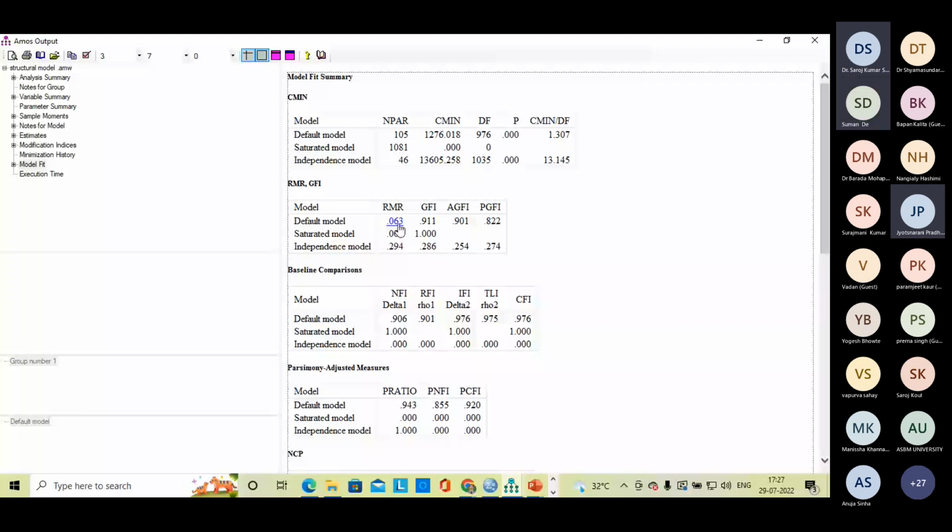It is 0.063, less than 0.08. Although it is not less than 0.05, we can accept it. We may not say it is close fitting, but it is acceptable fitting.